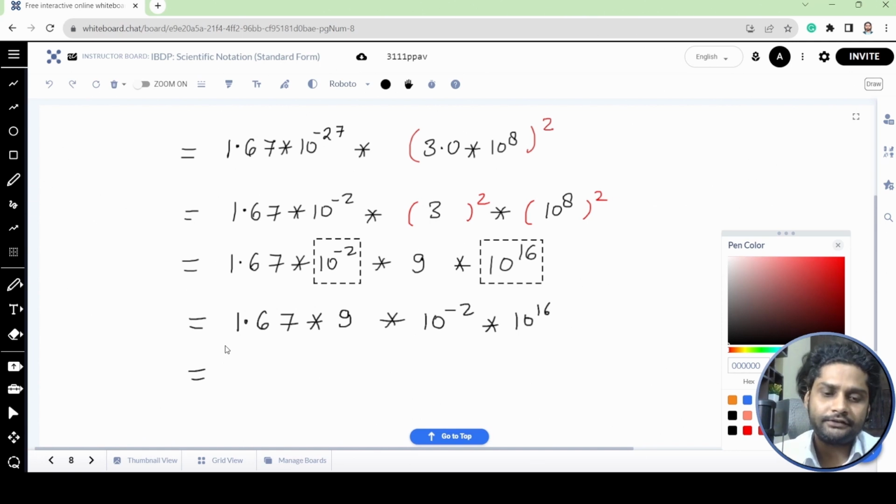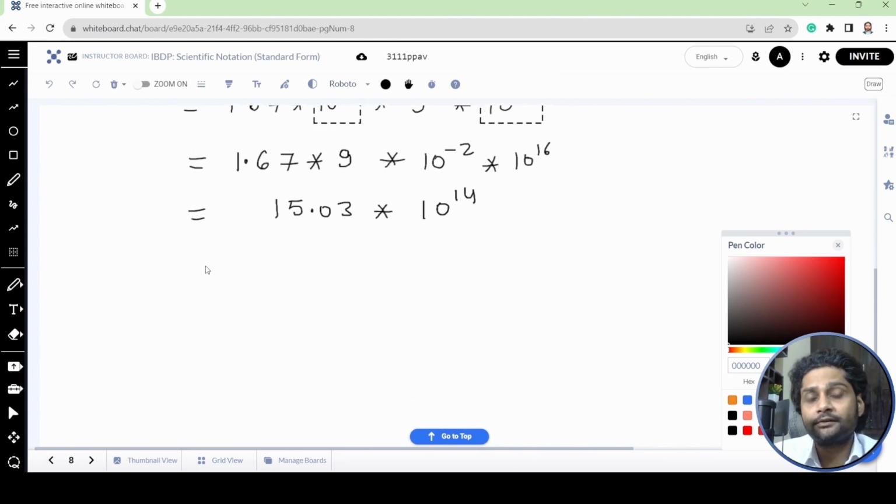I can use a calculator to do that. We get 15.03. Over here, when we simplify that, we get negative 27 plus 16 will become negative 11. I'm directly writing here. But again, students, we are still not done. We want to get the answer in the scientific notation. So in order to do that, we have to shift the decimal towards left by 1 digit. So immediately we have to add an exponent of 1 here.